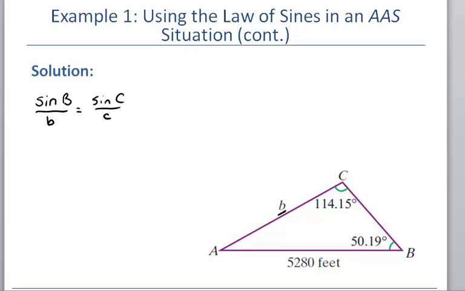Now note that even though the law of sines has 3 fractions, we tend to only use 2 at a time. Okay, so let's plug in what we know. I know that angle B is 50.19 degrees, and I know that side B is what I'm looking for, so I'm going to leave that in there. Angle C is 114.15 degrees, and side C, the side opposite that, is 5,280.